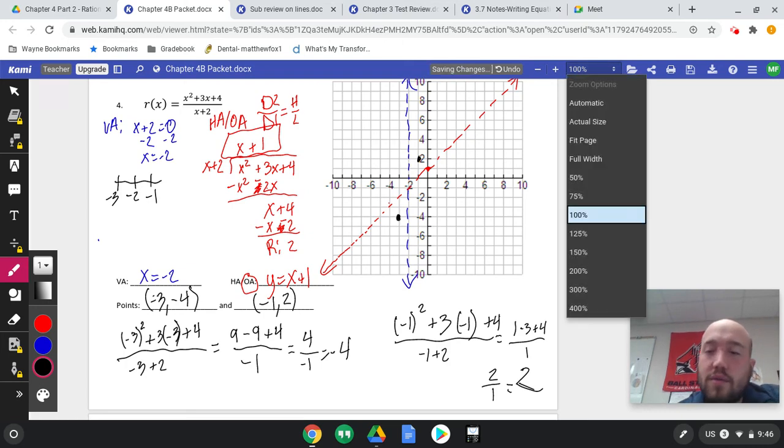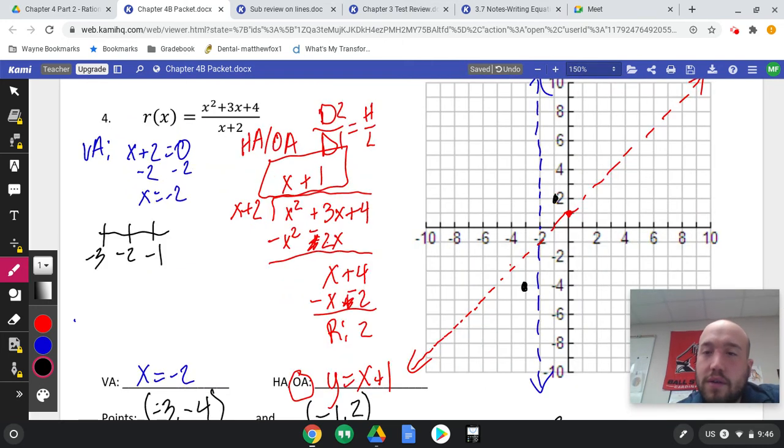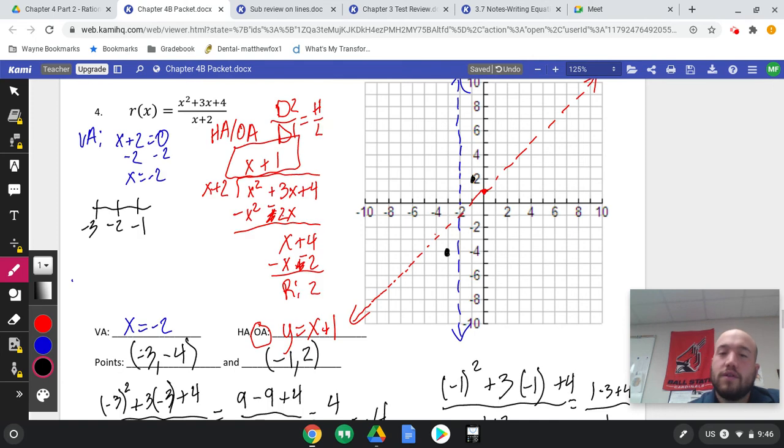And now let me zoom in to finish this out. A little too far. To finish it out, we just approach the asymptotes. It approaches both of them from each point. And that is what our graph looks like.